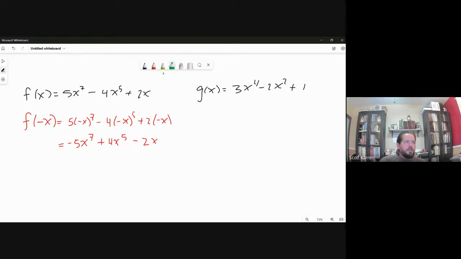But all of my signs have changed. Positive went to negative, negative went to positive, positive went to negative. So this is negative f of x. And so because it ended up being negative f of x, this is an odd function.